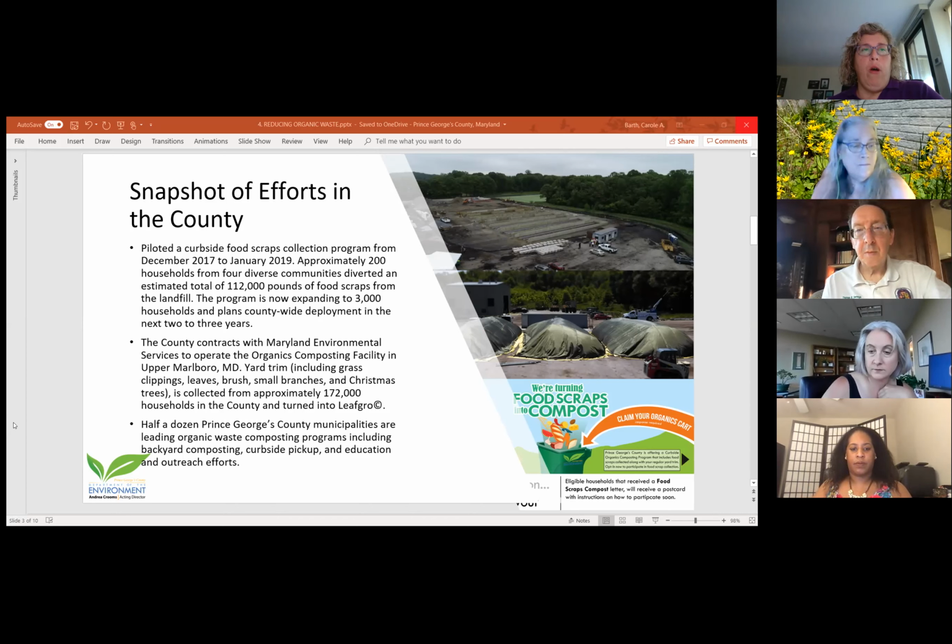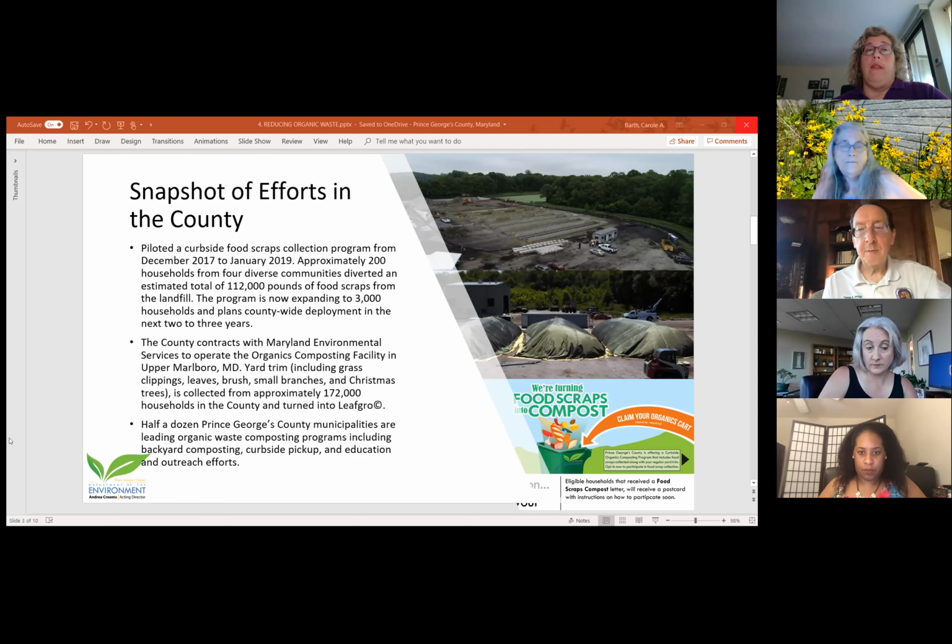At that facility, yard waste, so things like your grass clippings and leaves and brush, and also your Christmas trees, are collected from close to 175,000 households in the county. And that is then turned into leaf grow, which is a type of compost material. And 6 municipalities in the county are leading organic waste composting programs within their municipalities. These include backyard composting, curbside pickup, as well as education and outreach about composting. And those are just a high level snapshot of things that are already happening in the county. Next slide.